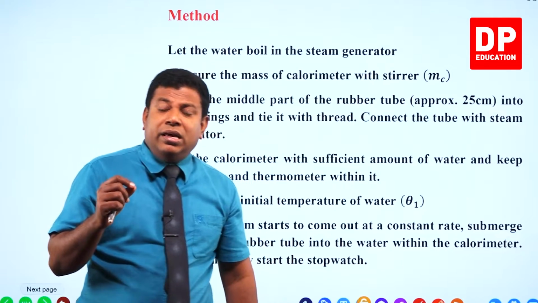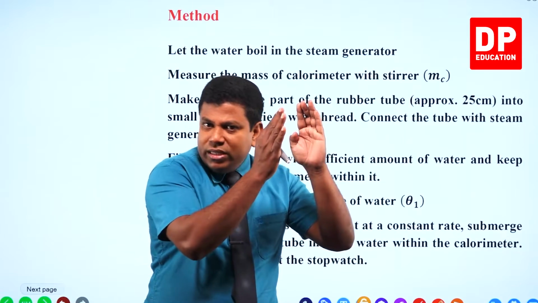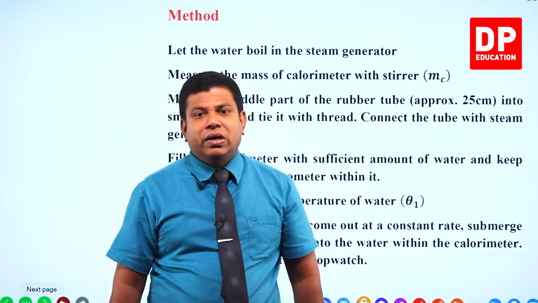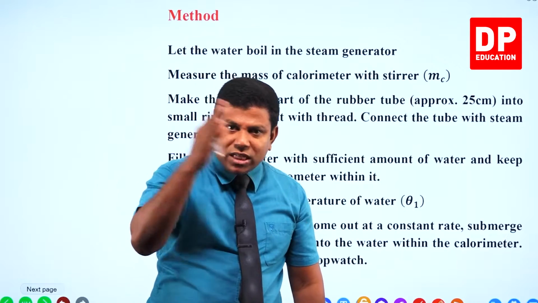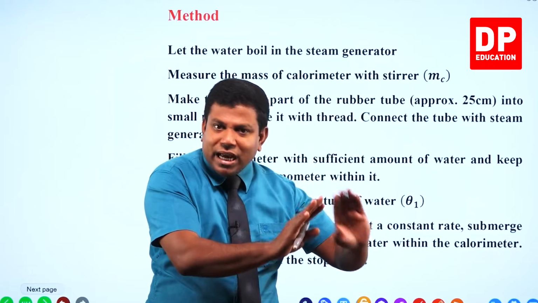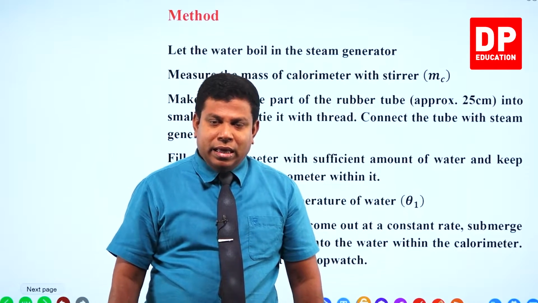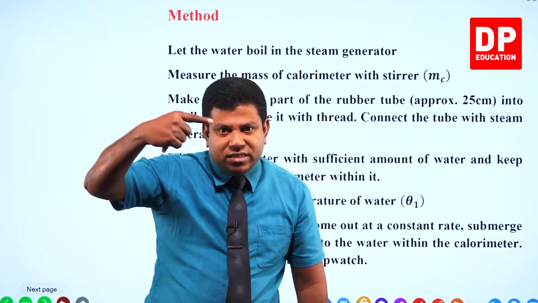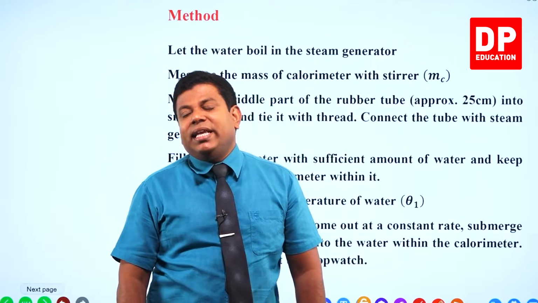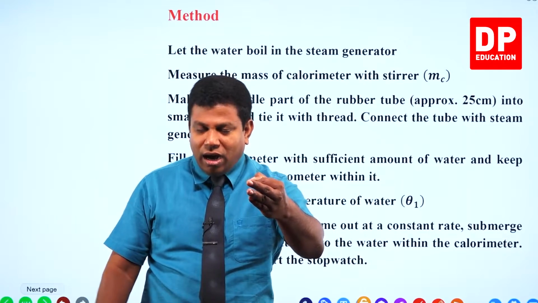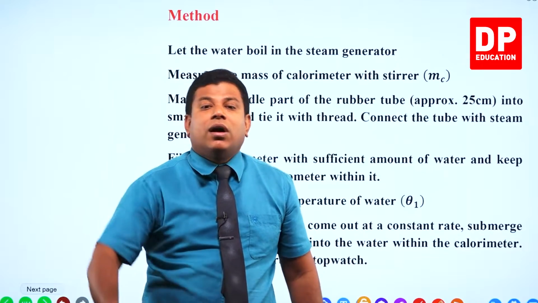You connect the tube with the steam generator and keep it outside the water for some time. Wait until the steam is generated. When the steam starts flowing, give it some time keeping it outside the water. Why? The internal surface of this rubber tube has to come to 100 degrees. It won't immediately happen. It might take a few seconds. After the steam starts going through, it still might take a few seconds for it to come to 100 degrees.